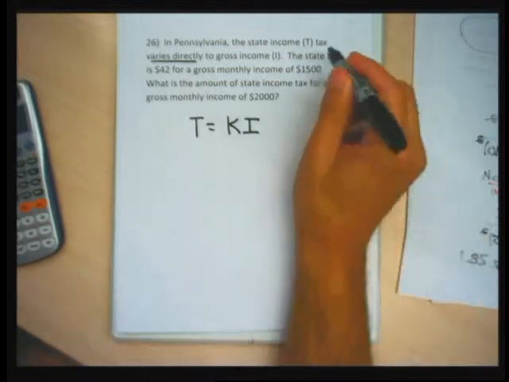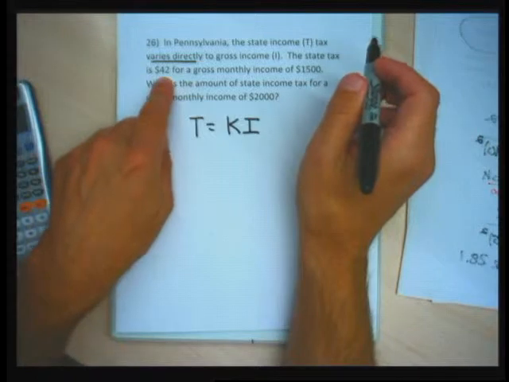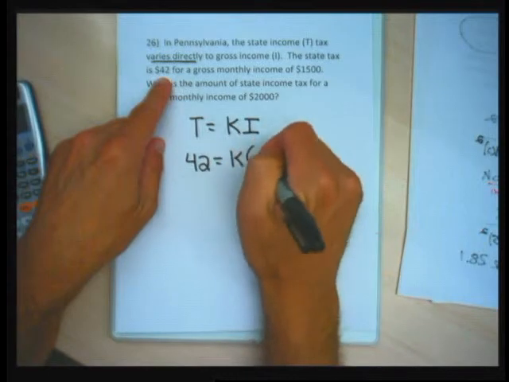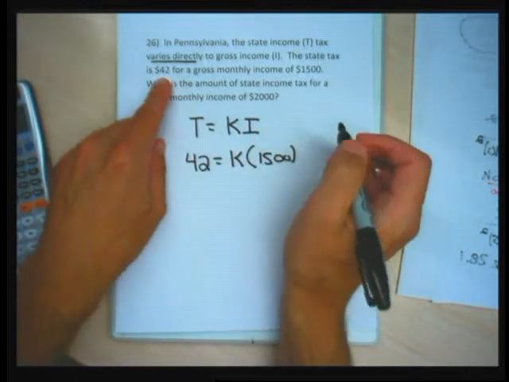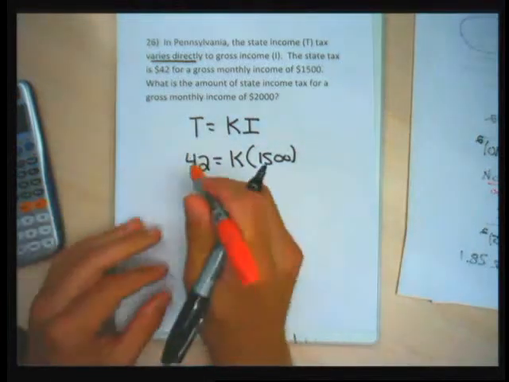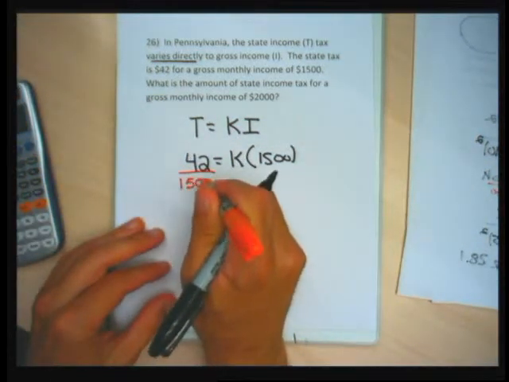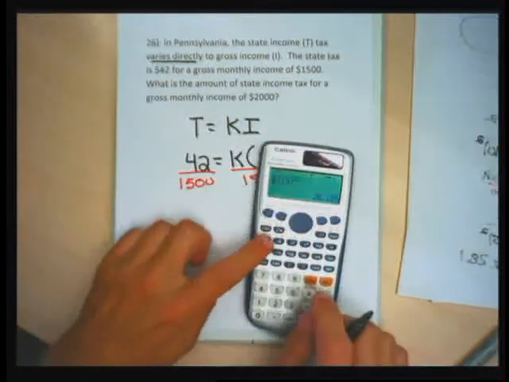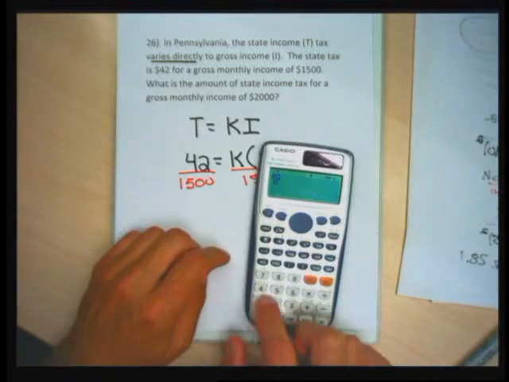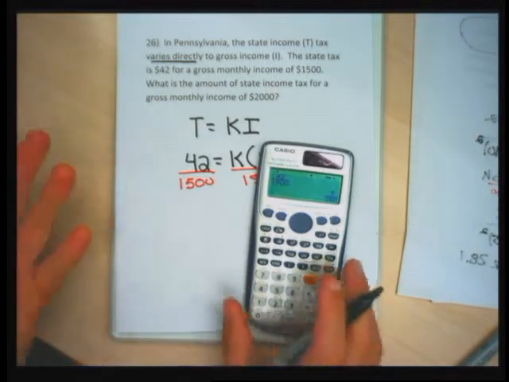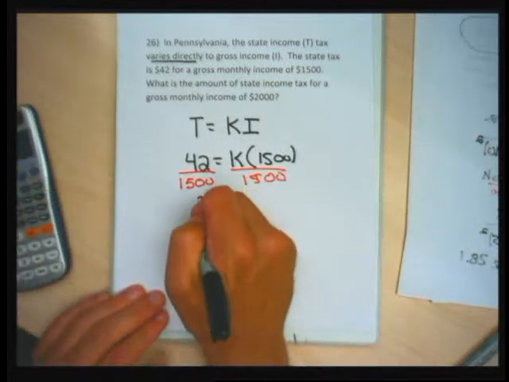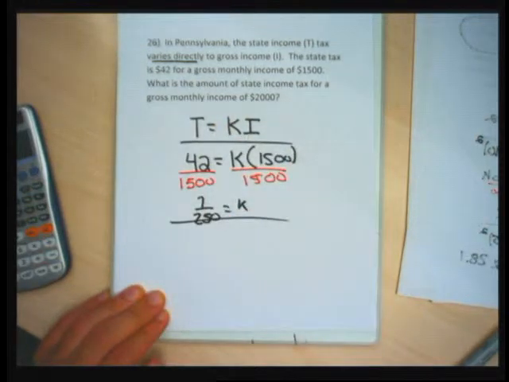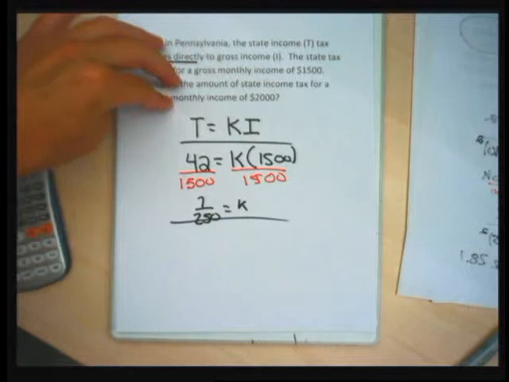And then the second sentence, the $42 is a tax, so I'm going to plug in 42 for the t. And 1,500 is the income. I'm going to plug in 1,500 for the income. I'm going to solve for k by dividing both sides by 1,500. And I'm going to get a nasty number for the k. 42 over 1,500 is 7 over 250. I'm going to leave it as 7 over 250 because my calculator does fractions so well I don't care that the answer for k is a fraction. Done with the second sentence, into the third.